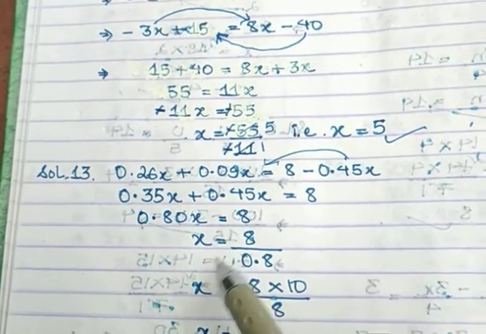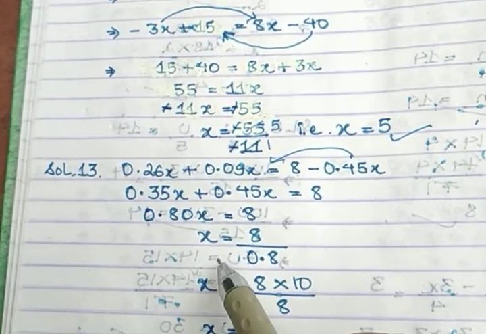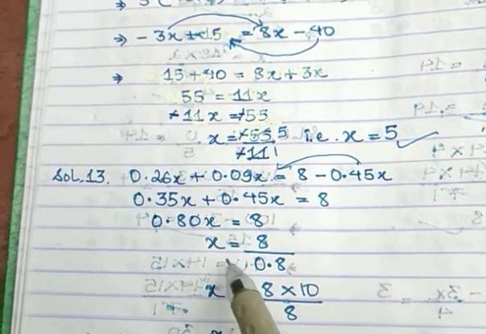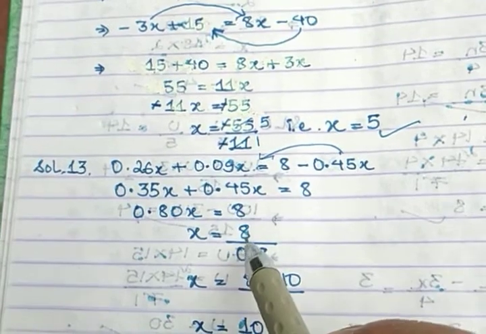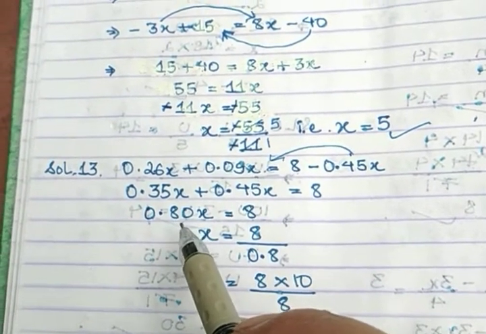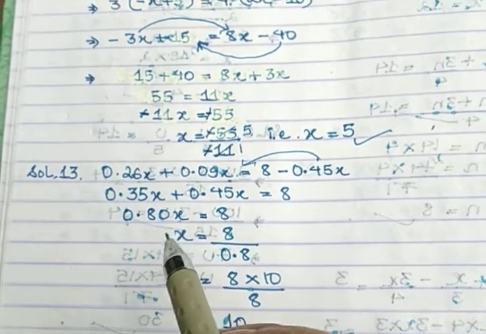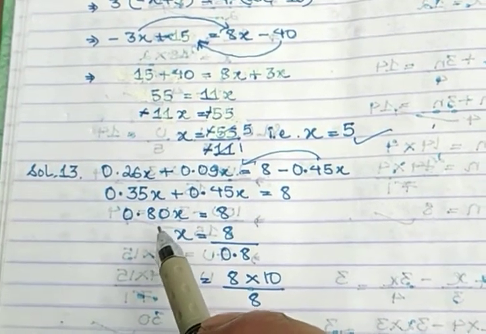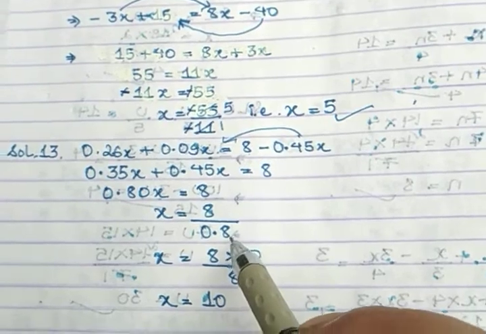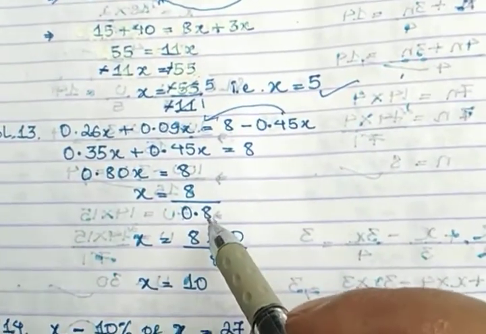Now 0.80 or 0.8, it's the same thing, isn't it? So that is why I have taken this term to the other side. See, x equals 8 divided by 0.8, because the coefficient is 0.80. Remember, the only coefficient we can be left with for x is 1, isn't it? So 0.8 goes to the other side; multiplication goes to the other side as division, so divided by 0.8.